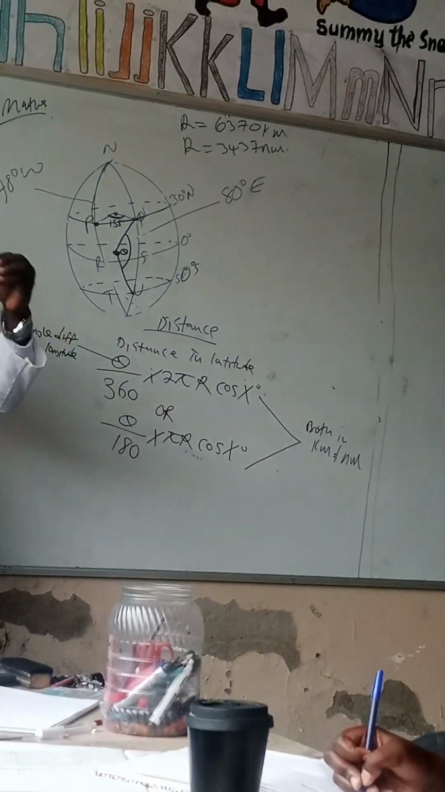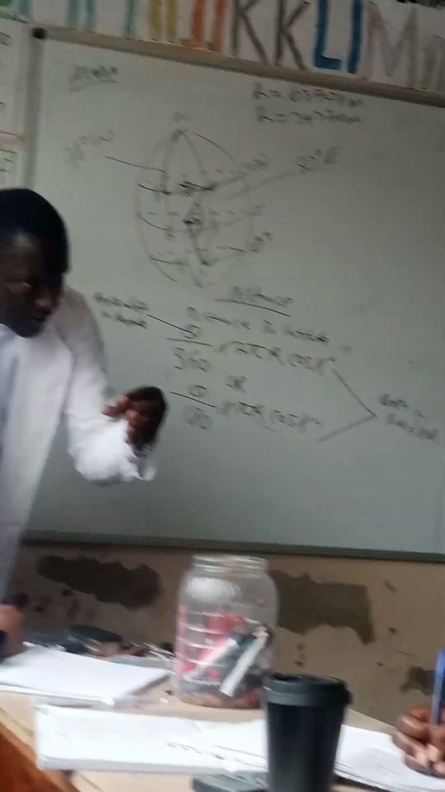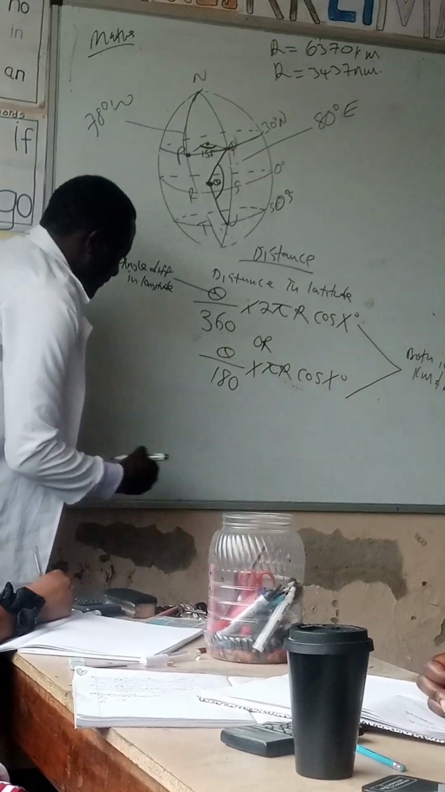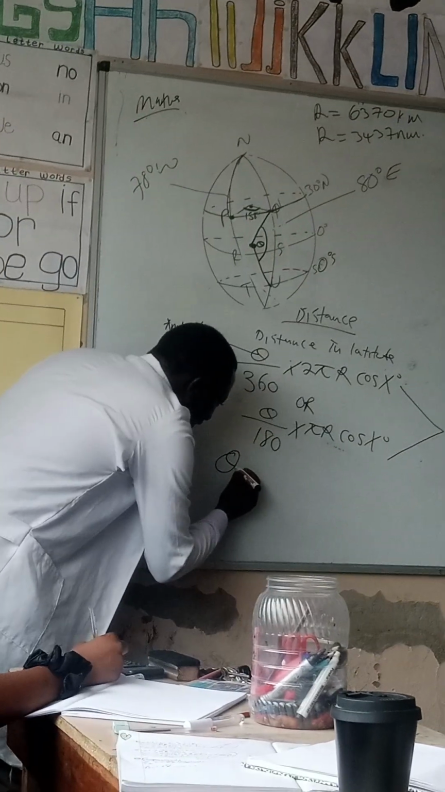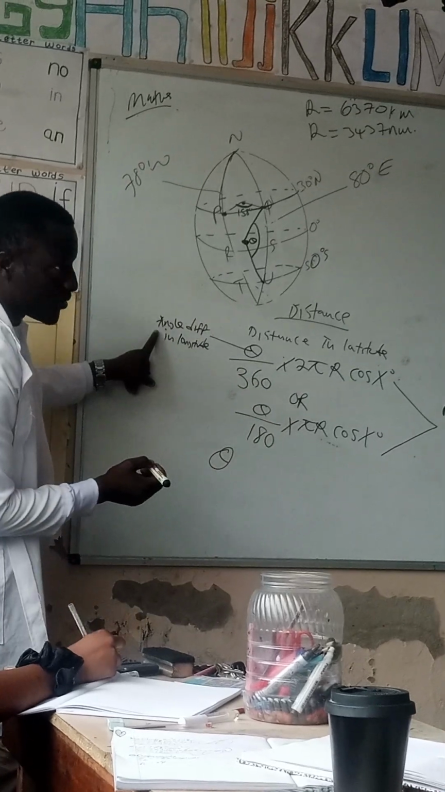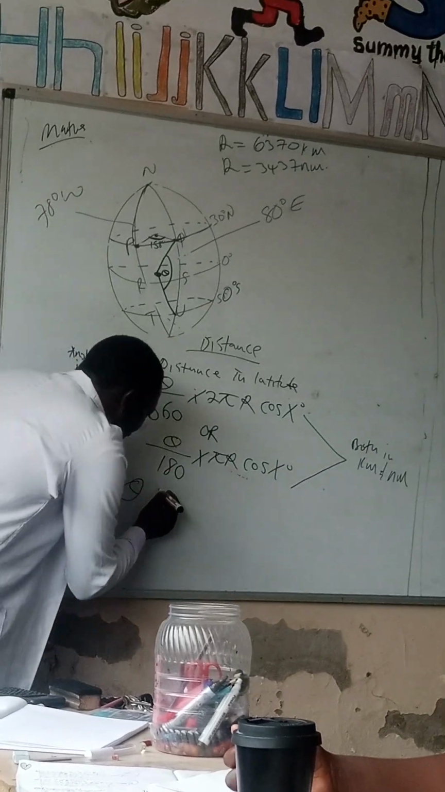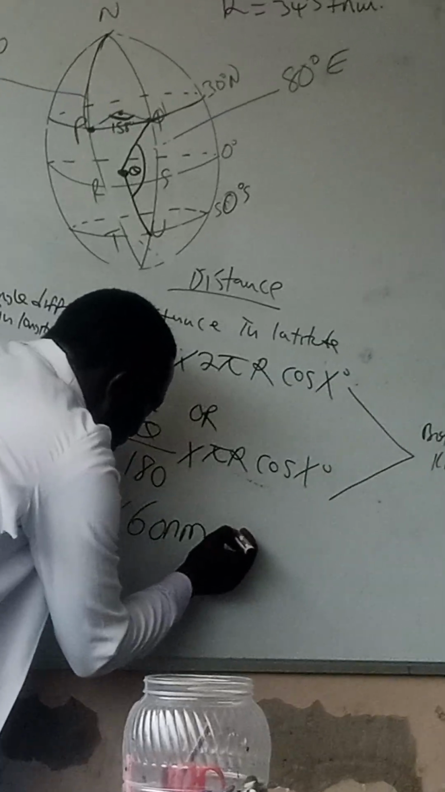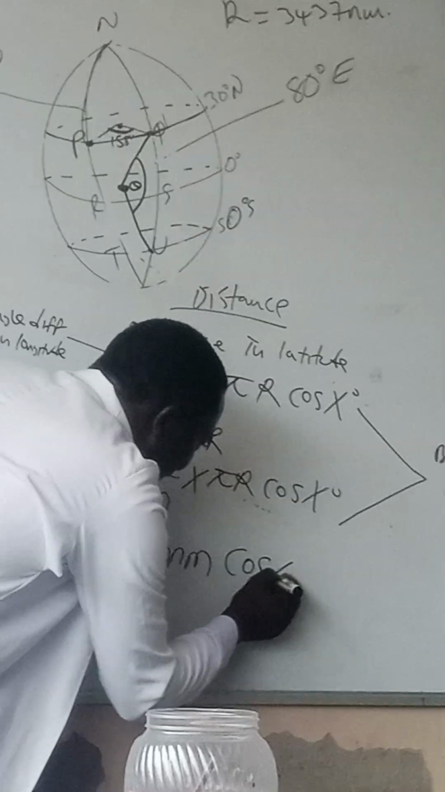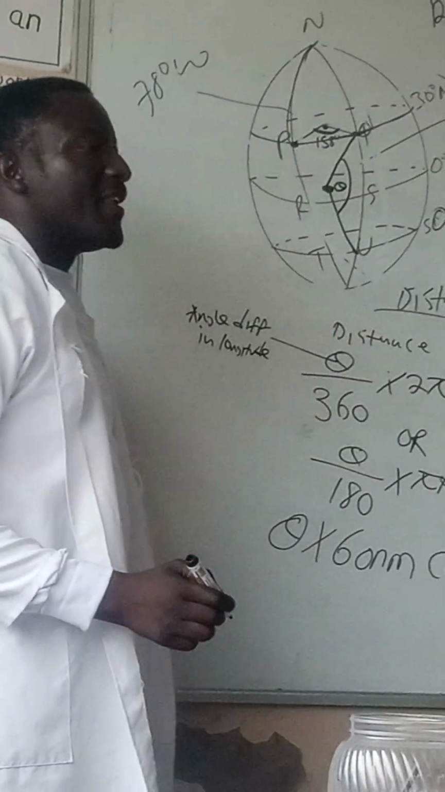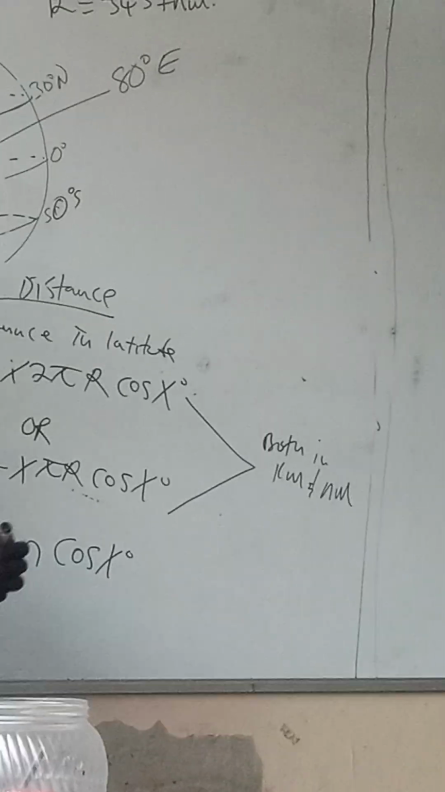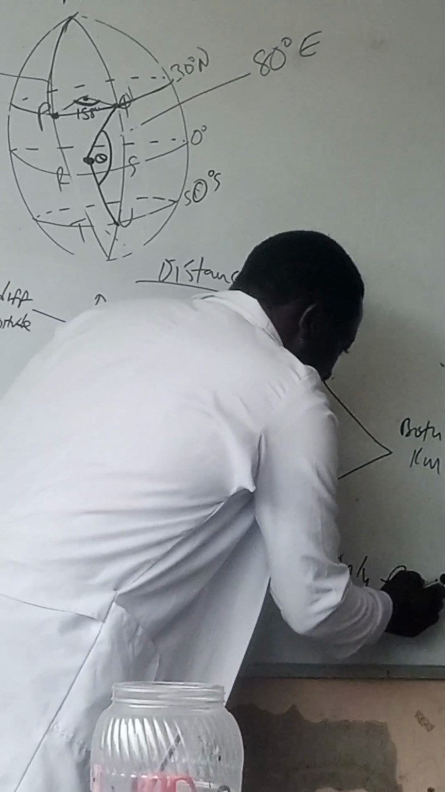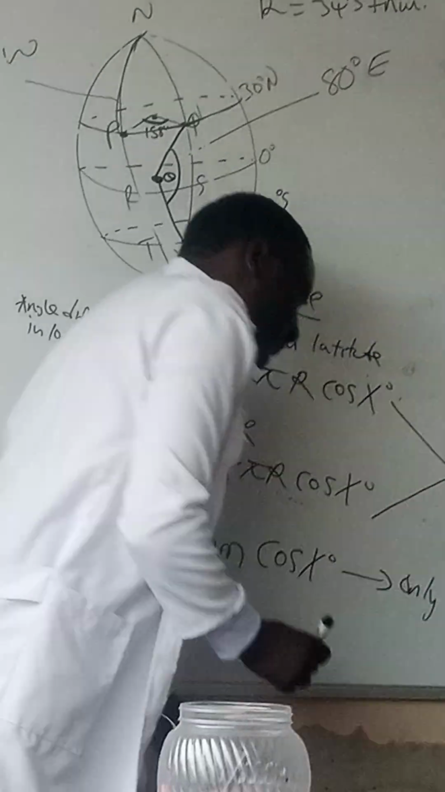Remember this one, theta, which is the same thing here: the angle difference in longitude times 60 nautical miles, for x degrees. It is only for nautical miles.